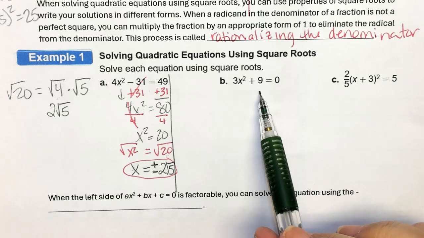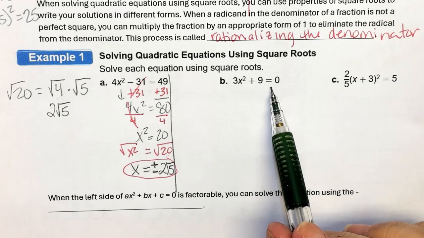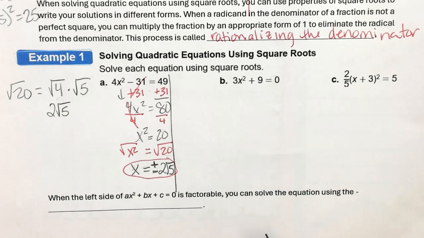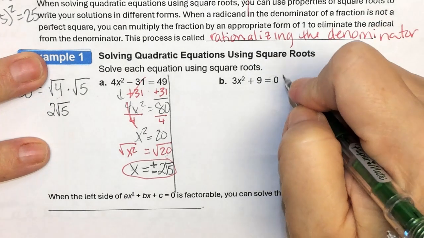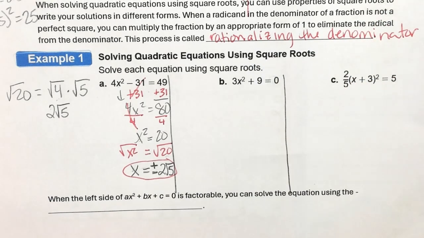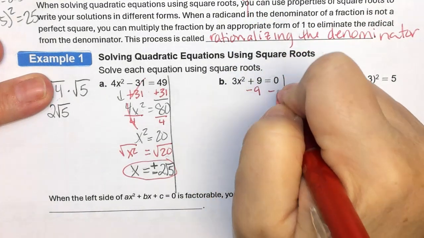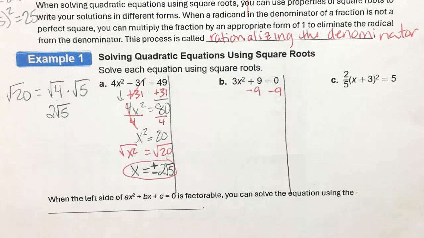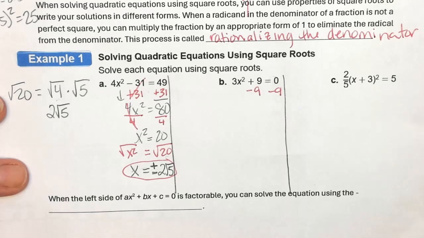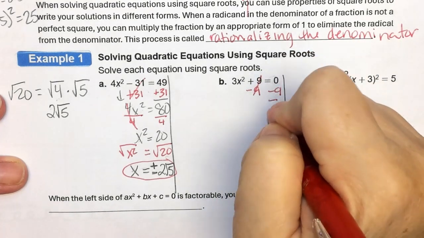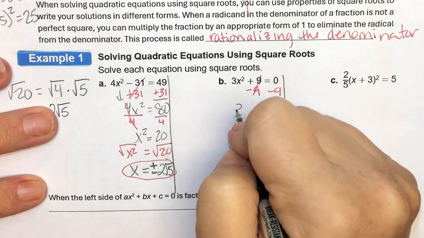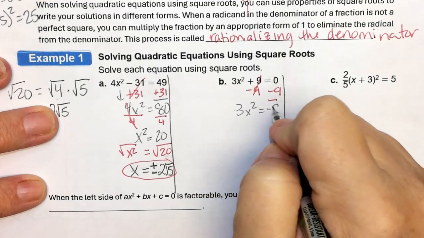All right, so this next one looks very similar. There's just a 0 already here. So let's give it a try. Let's solve it. So what would you do first? Hopefully you said subtract 9. And guys, if you feel like you've got this already, you're welcome to pause the video, try it, and then join back in. So we have 3x squared equals negative 9.